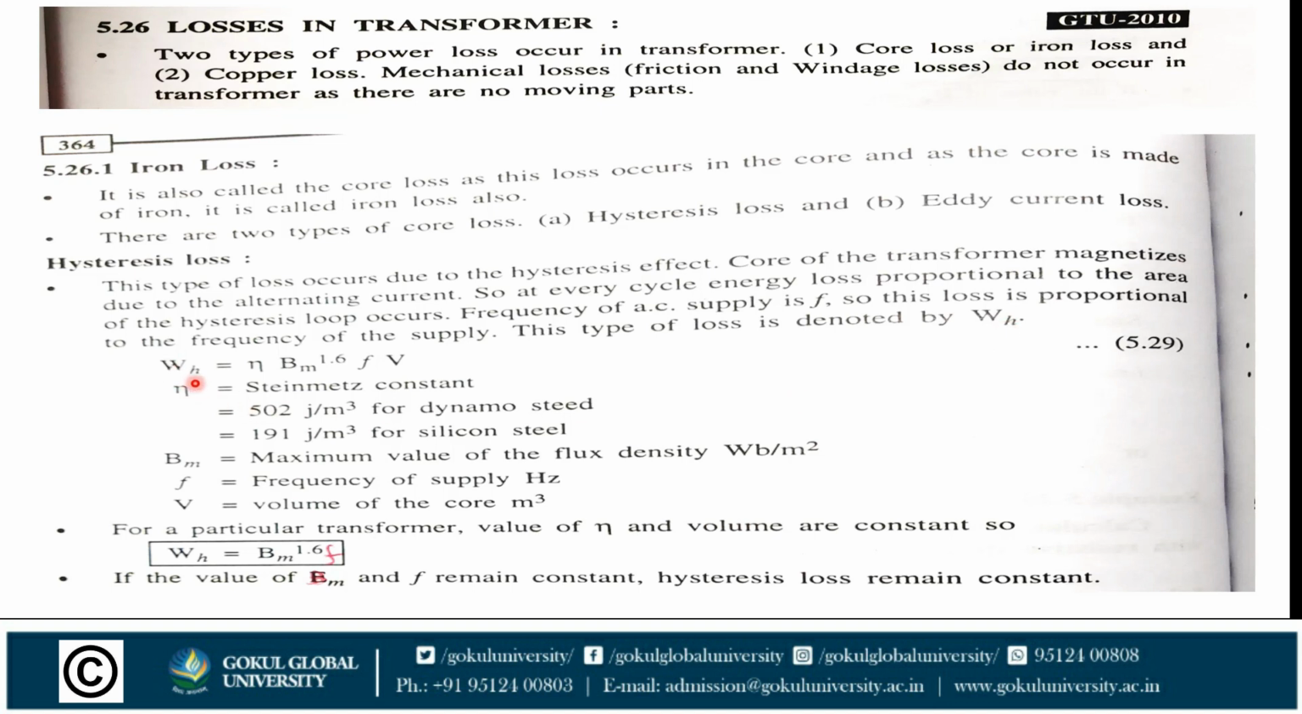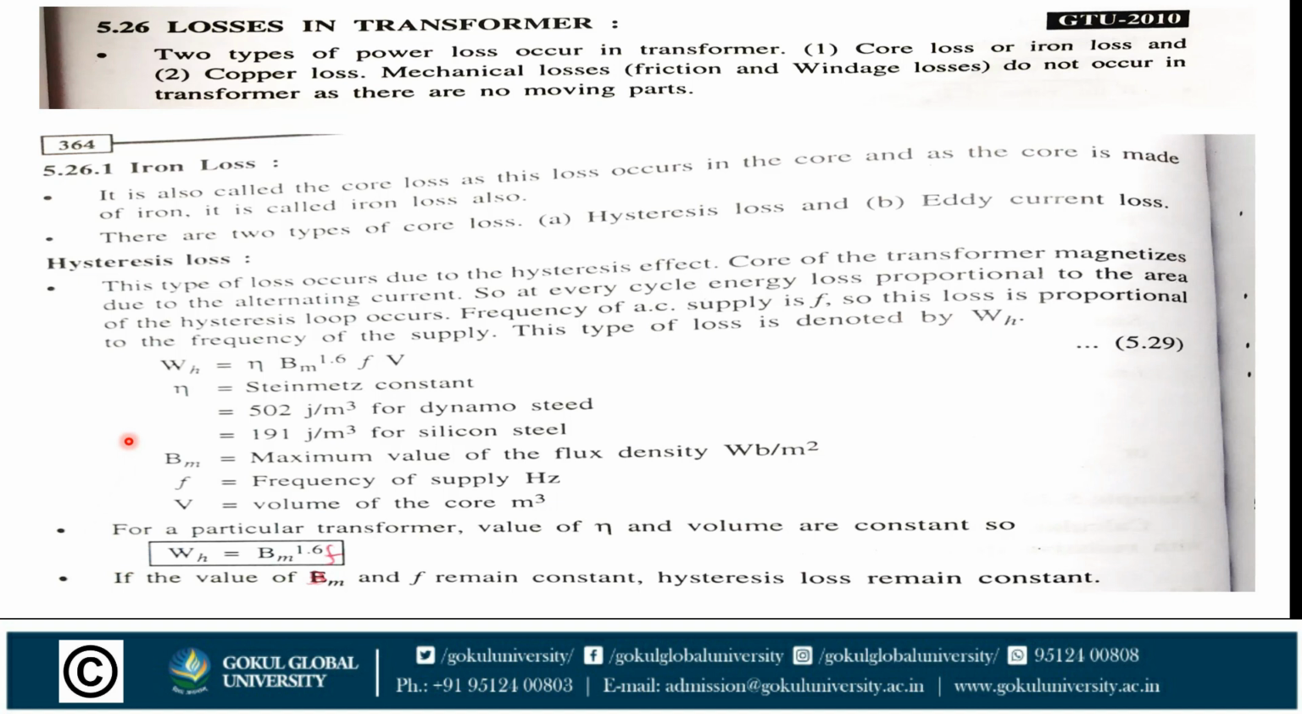So WH, the hysteresis loss, is equal to eta Bm raised to 1.6 F into V. Now eta is the Steinmetz constant. Its value depends upon the material, which type of material you use to manufacture the core. Bm means maximum flux density in Weber per meter square. F is equal to the frequency of the supply, and V is equal to the volume of the core in meter cube.